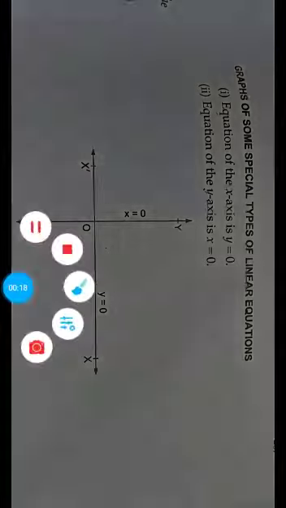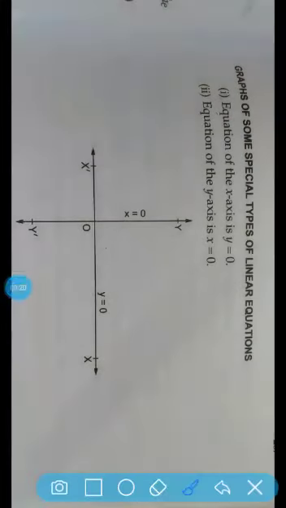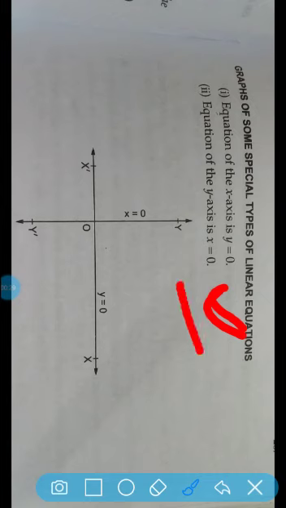Now see, there are some special graphs of some special types of linear equations. First one is the equation of the x-axis. The equation of the x-axis is y equals 0, and the equation of the y-axis is x equals 0. When we write the equation of the x-axis, it should come to your mind that at the x-axis the value of y will be 0, and at the y-axis the value of x is 0.